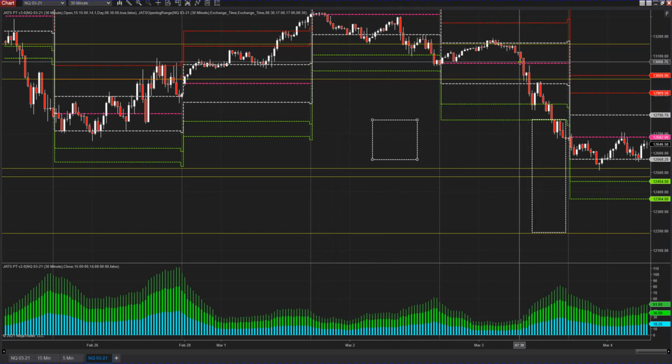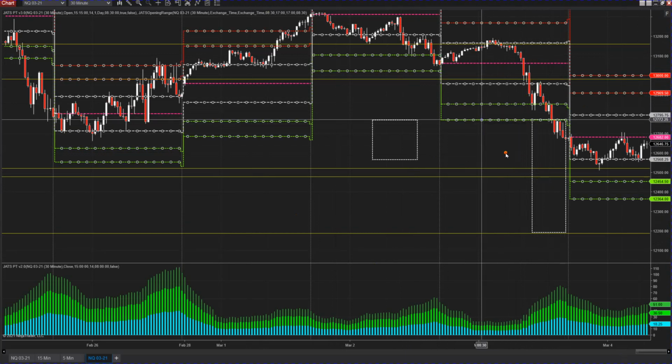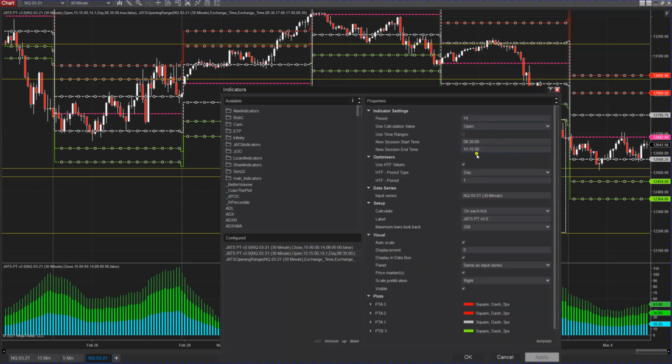It's the bell curve, split 1, 2, 3, and then of course I can put this on multiple time frames. I can put it on the monthly, the weekly, RTH session, or 1 hour initial balance.